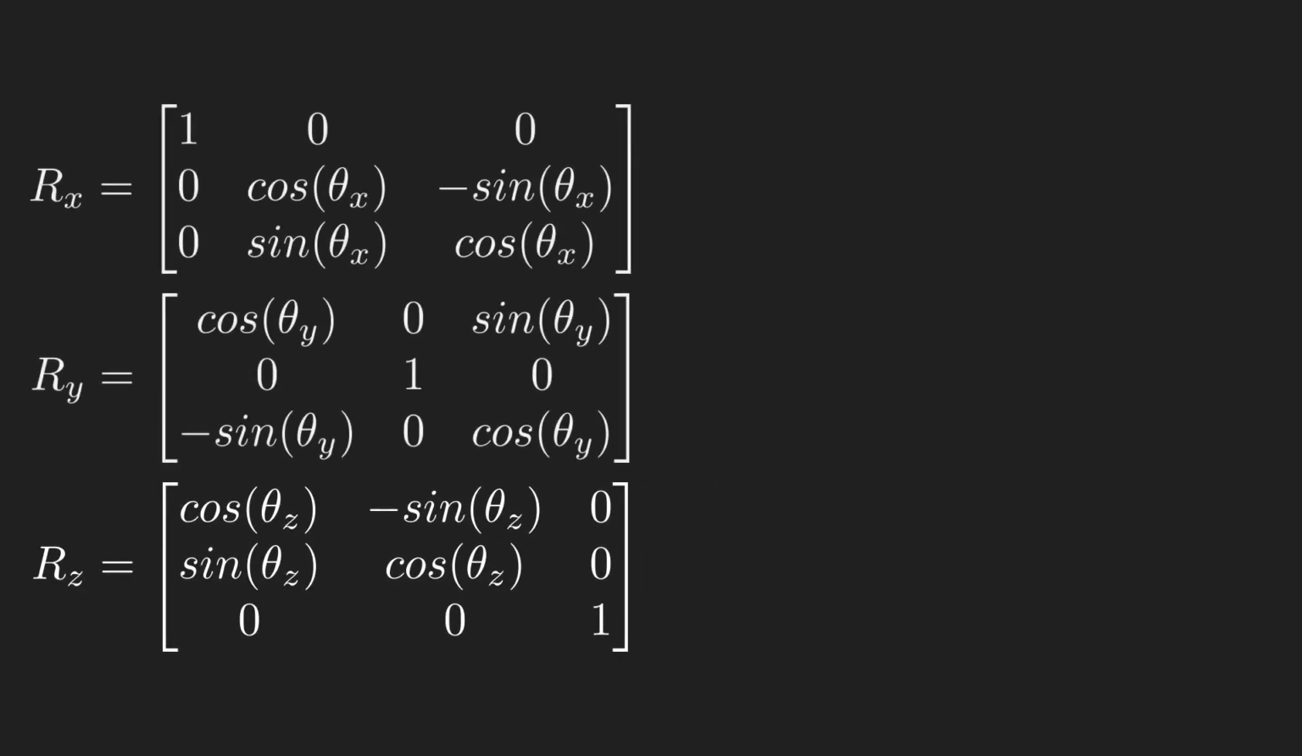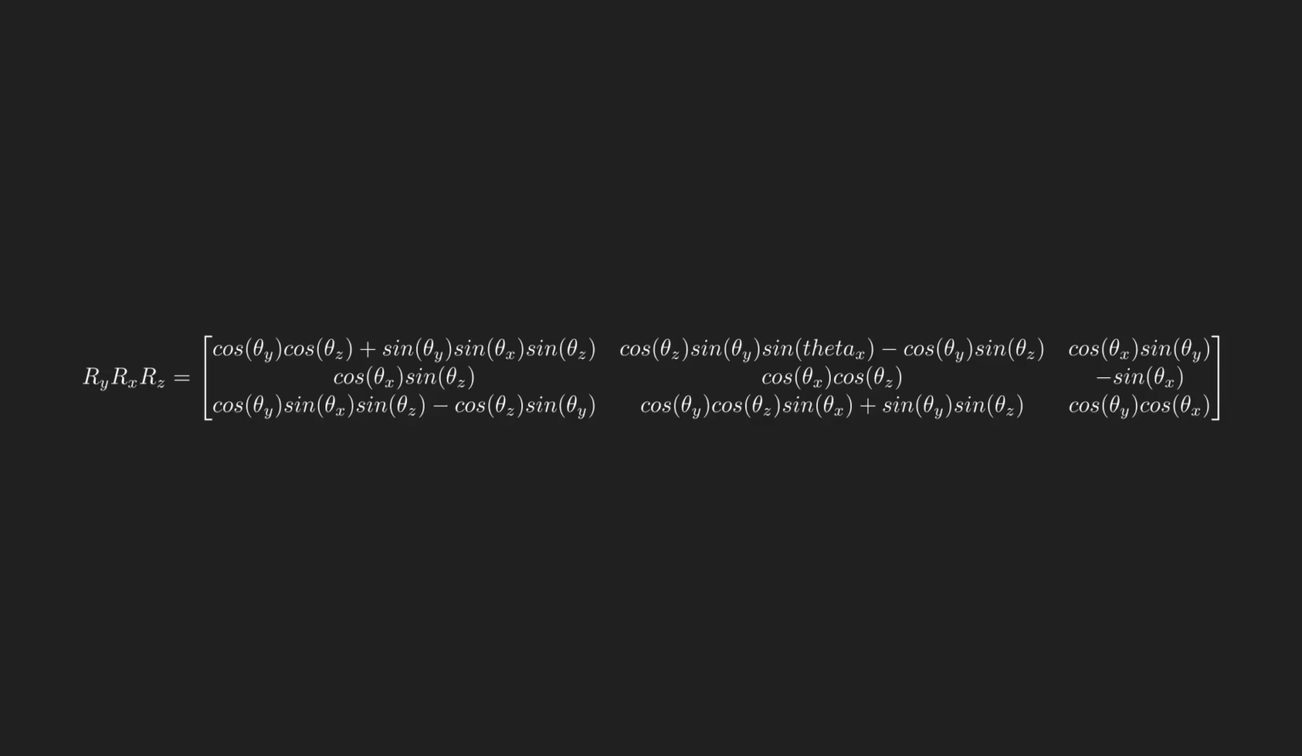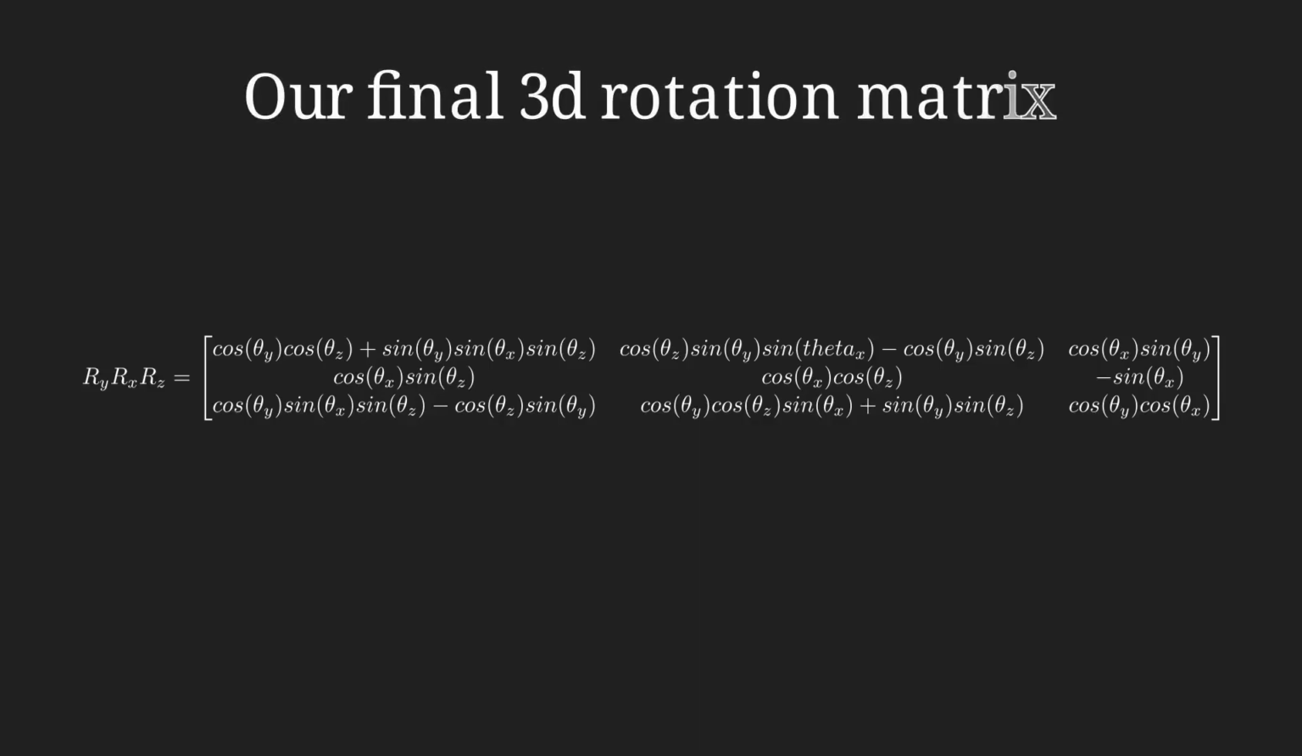This same concept can be applied to the other rotation axes to get these matrices. Here, theta x represents rotation on the x-axis, theta y represents rotation on the y-axis, and theta z represents rotation on the z-axis. Now, we can multiply these rotation matrices together in the order of y, x, z to get our final Tait-Bryan rotation matrix.